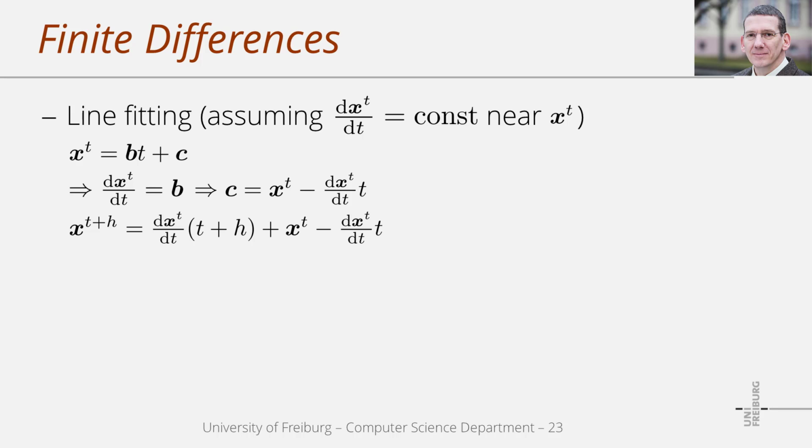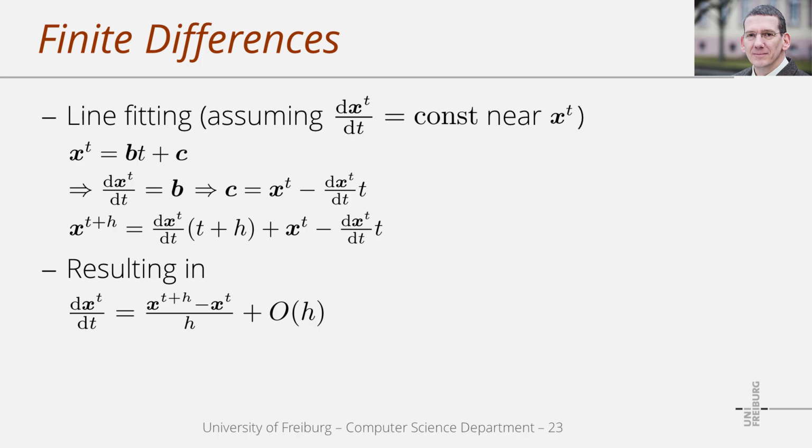This means that x of t plus h can be computed as the derivative of x at t times t plus h, plus x of t minus the derivative of x times t. This equation can be solved for the derivative of x at time t, and we get the same finite difference approximation for the derivative that we have already seen on the previous slide.